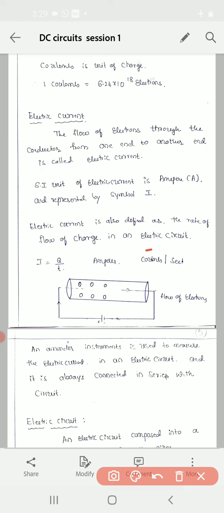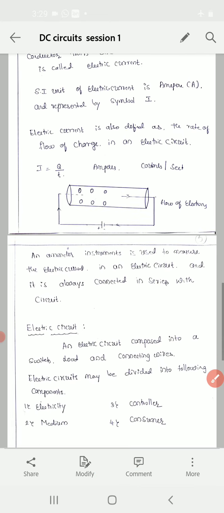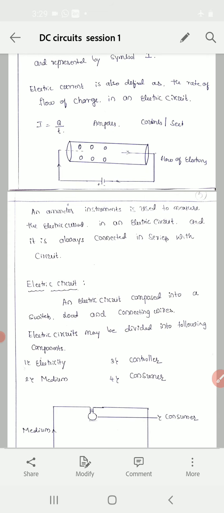Okay. Electric current means the flow of free electrons from one end to the other end. The SI unit is ampere. Okay. An ammeter is used to measure the electric current in an electric circuit. The ammeter is always connected in series with the circuit to measure electric current.